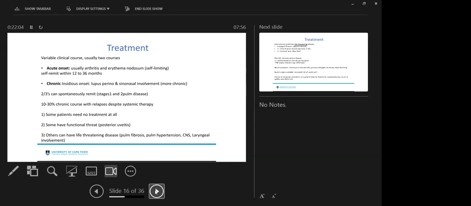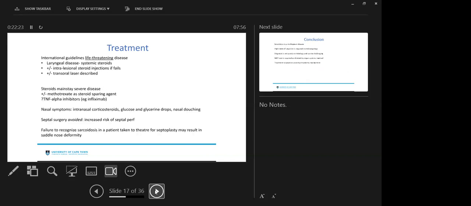But life-threatening disease from an airway perspective, an upper airway perspective. But we have to bear in mind that pulmonary fibrosis and pulmonary hypertension are also in essence life-threatening. So we should be referring these patients appropriately to other multidisciplinary team members. The international guidelines recommend for life-threatening disease, particularly examples like laryngeal disease, that you should give them systemic steroids.